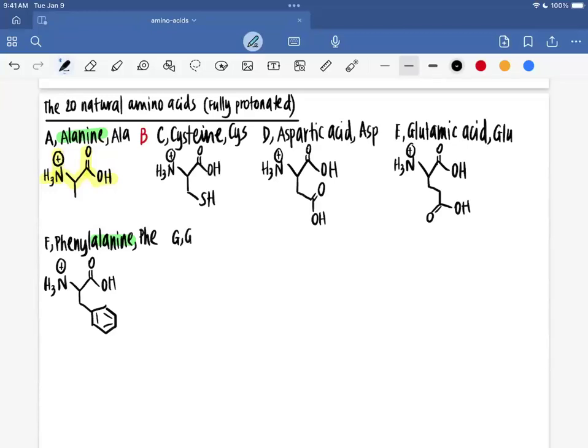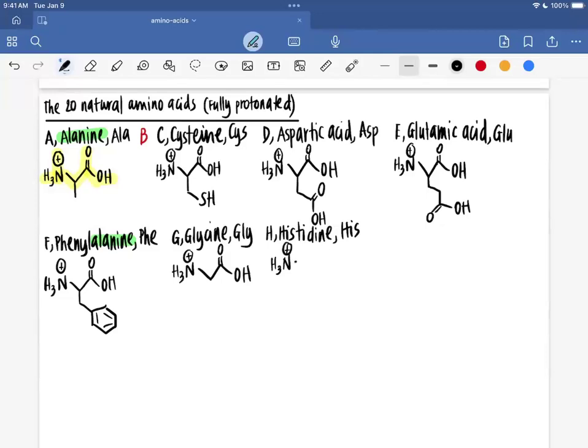G is for glycine, and that has three-letter code GLY. This is our simplest amino acid because its R group is a hydrogen. So because that is the case, we're done drawing glycine. H is for histidine, which has three-letter code HIS.